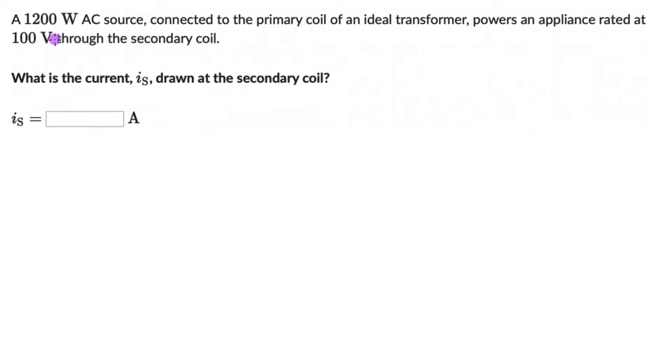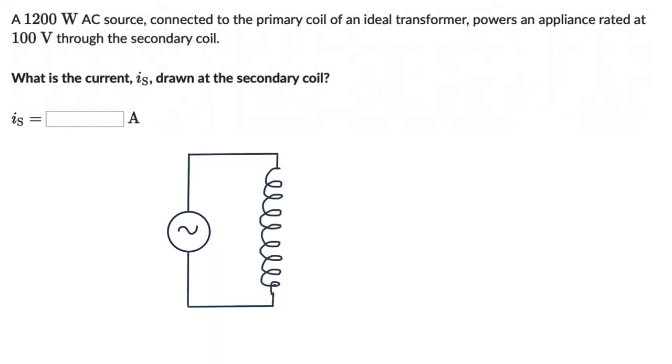So we have a 1200 watts AC source. So let us bring an AC source. This is 1200 watts and it is connected to the primary coil of an ideal transformer. This can be a primary coil of an ideal transformer. And we will talk about this ideal transformer in a bit. First, let us bring in the secondary coil.